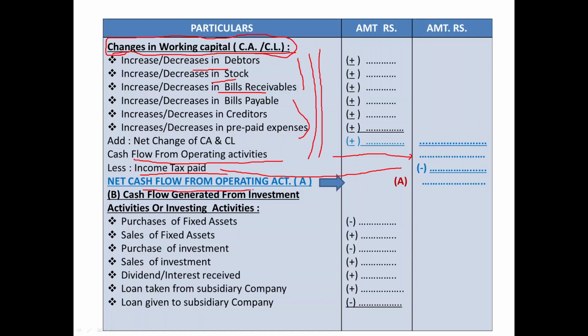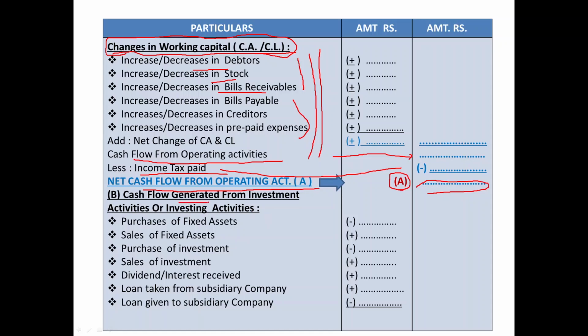Net cash flow from operating activities A, because we have to use it further, so I have highlighted it with A. Once again, the answer of net cash flow from operating activities. Once you complete this reporting, then title B and C, nothing is there. It's very simple, it's very easy.